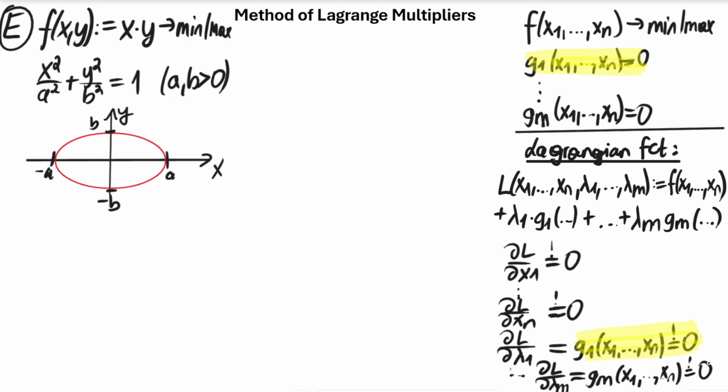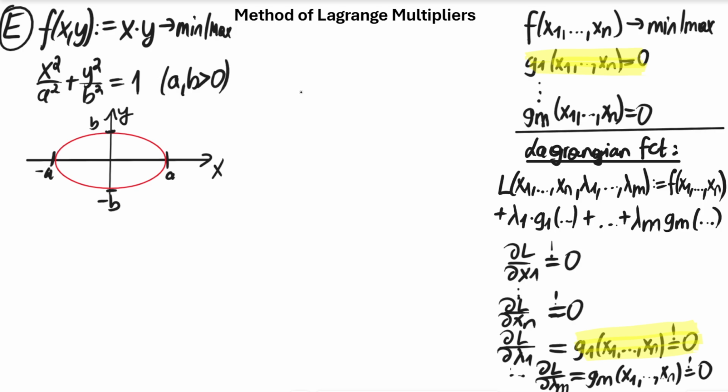So now let's go back to our specific example. The function depends only on x, y, on two variables. So the small n in this case is equal to 2. We have one constraint, which means the small m is 1, which is the equation of the ellipse here. We just need to rearrange it by bringing the 1 of the equation of the ellipse to the left-hand side so that it is equal to 0.